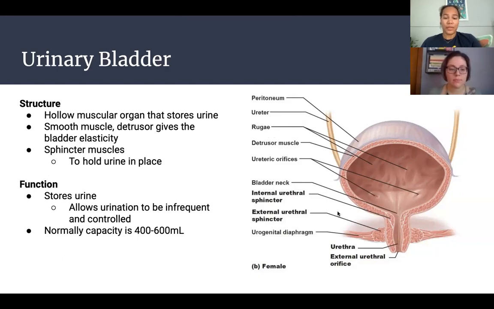And then we also have the sphincter muscles that contract and relax, allowing the urine to be held in the bladder and to be released into the urethra. And again, the main function of the bladder is to store urine, and it allows urination to be more infrequent and controlled. The normal capacity for the urinary bladder is between 400 to 600 milliliters of liquid.